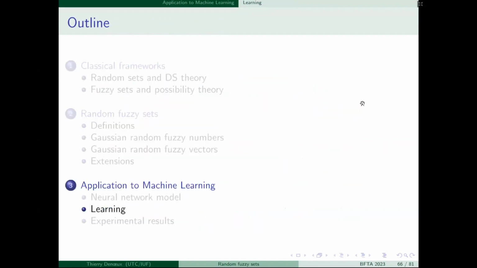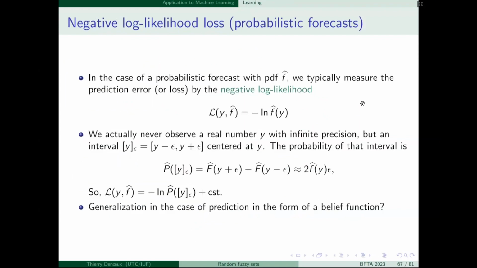Okay. So how do we train such a model? In the case where the prediction is given in the form of a probability distribution, we call it a probabilistic forecast, or prediction. Given x, your prediction is a probability density function f tilde. We typically measure the prediction error or loss by the negative log likelihood. This is called the negative log likelihood loss. That is minus the log of f tilde of y.